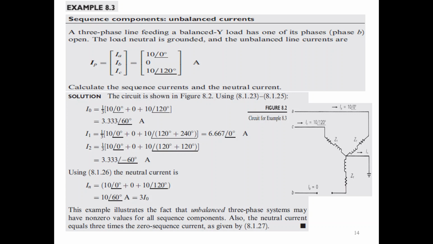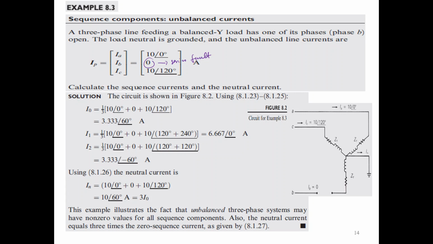Now, what happens if we have unbalanced currents? In this case, you see this is unbalanced because IA is 10 with an angle of 0, IB is 0. So now you see that there is no current IB. Probably this is due to the series fault. Okay, you still remember? This might be because of the series fault. You just lose the conductor in phase B, right? So there is no current flowing in IB. Okay, and IC has the same magnitude of 10 and the angle of 120.